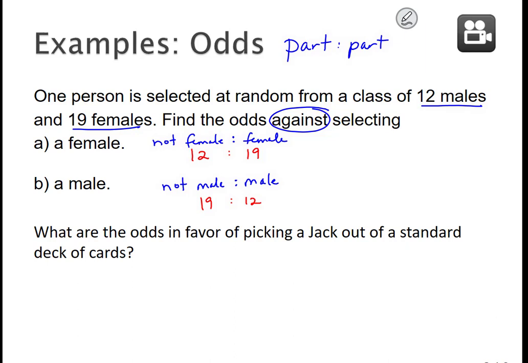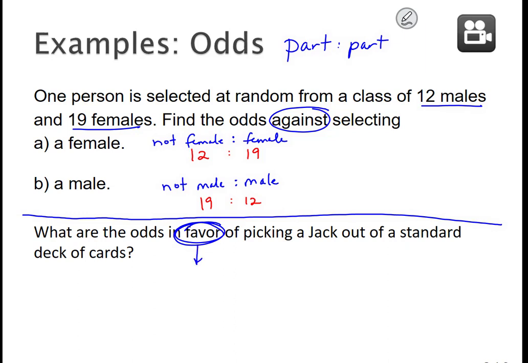Then the second half of the slide says, what are the odds in favor of picking a jack out of a standard deck of cards? So if you don't remember your deck of cards, you can go back to the slide that has them all written out. This time it says odds in favor. And so if you're writing in words, that means you're going to start with how many jacks are there, colon, how many are not jacks. And again, I like to write it with words. I like to see the thing we're looking for and then it's not, so that you can see the two obvious.